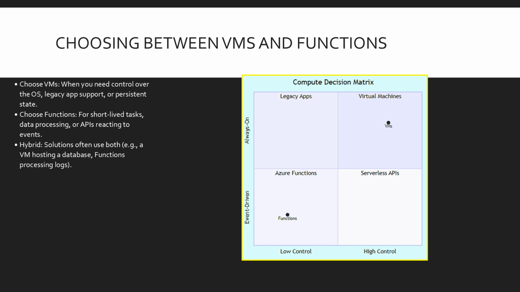This quadrant chart helps map your decision. The x-axis represents the level of control you need, and the y-axis represents the operational model, event-driven versus always-on. Virtual machines sit in the top right, offering high control and always-on capability. Azure Functions sit in the bottom left, representing low infrastructure control, but highly efficient event-driven execution.